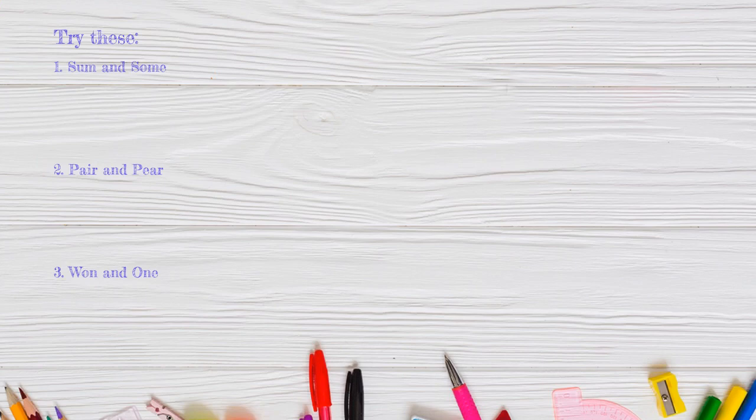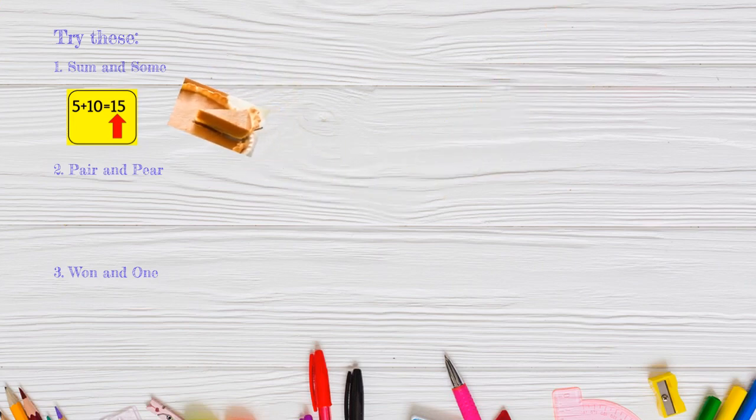Number 1, sum and some. The first sum, S-U-M, is the answer to an addition problem. The second some, S-O-M-E, is a part of something. Number 2, pair and pear. The first pair, P-A-I-R, means 2 things used together. The second pear, P-E-A-R, is the fruit that we eat.